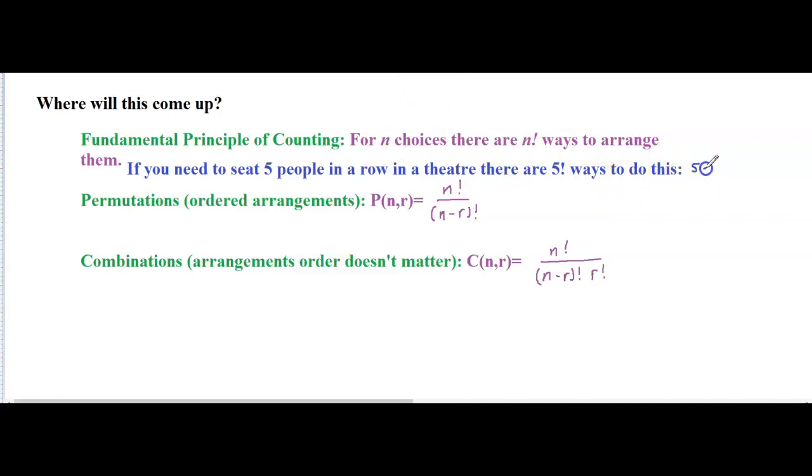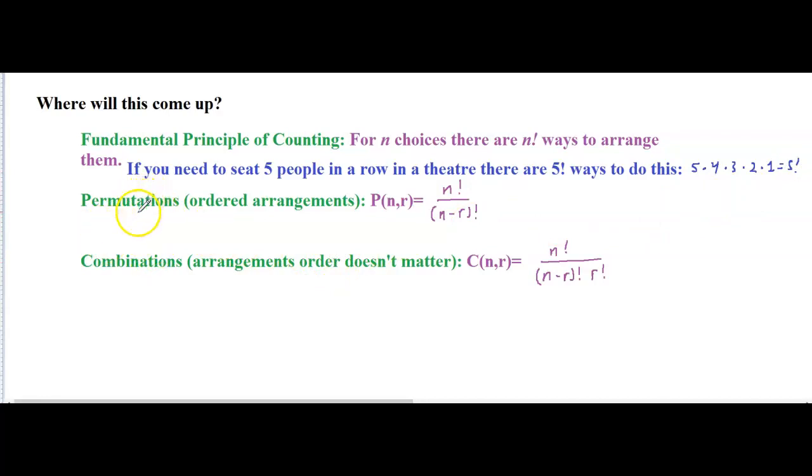You have 5 choices to seat the first person, then there are 4 people you could seat in the next one, 3 in the next chair, 2 in the next chair, and there's only 1 person left for the final chair, hence 5 factorial.